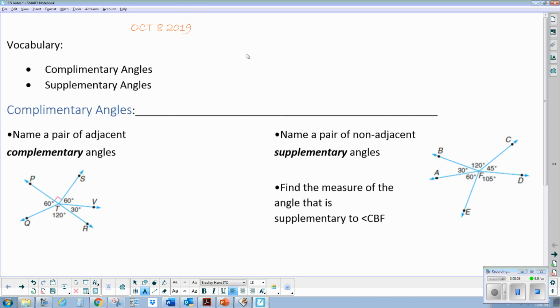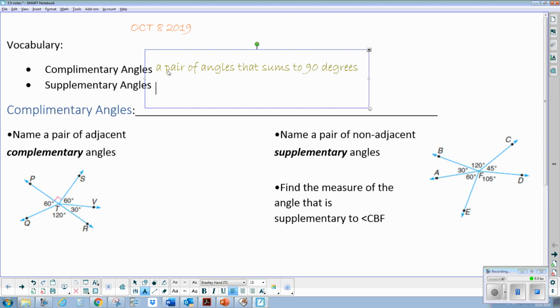And today we're talking about complementary and supplementary angles. So let's just review and define these two terms. If you remember, complementary angles are a pair of angles that sum to 90 degrees, and supplementary angles are a pair of angles that sum to 180 degrees.